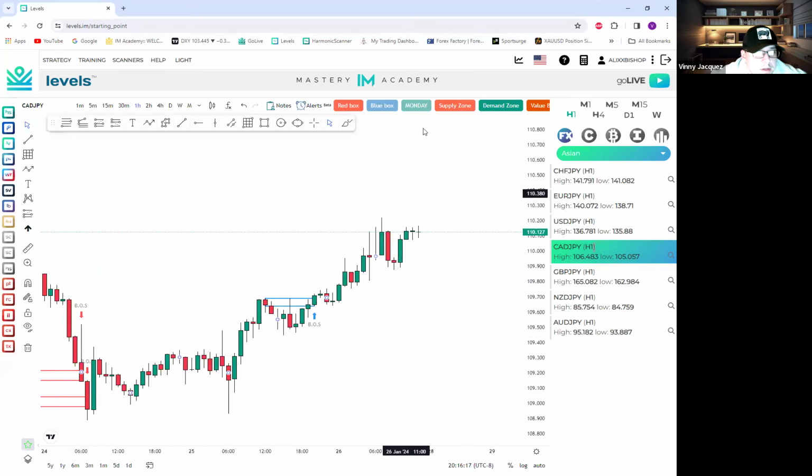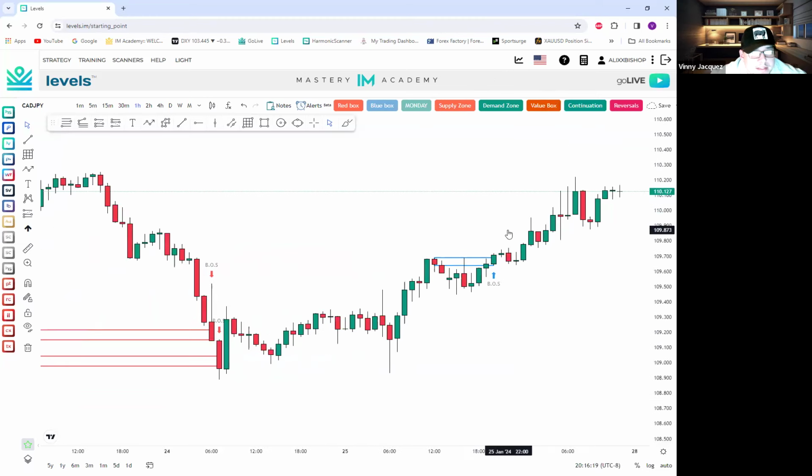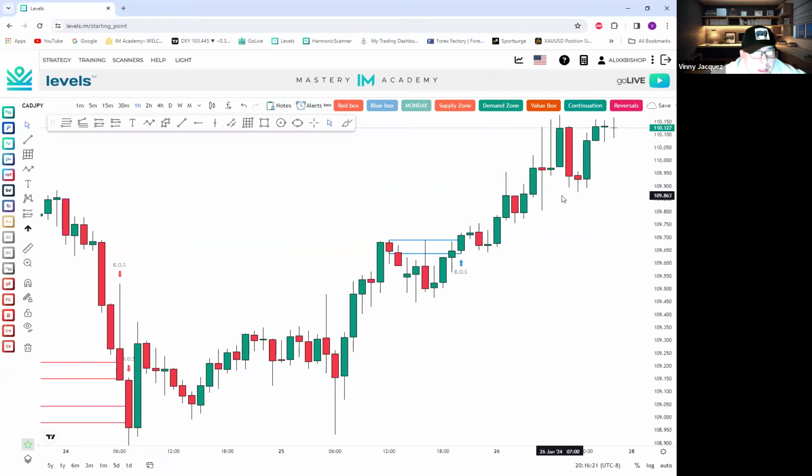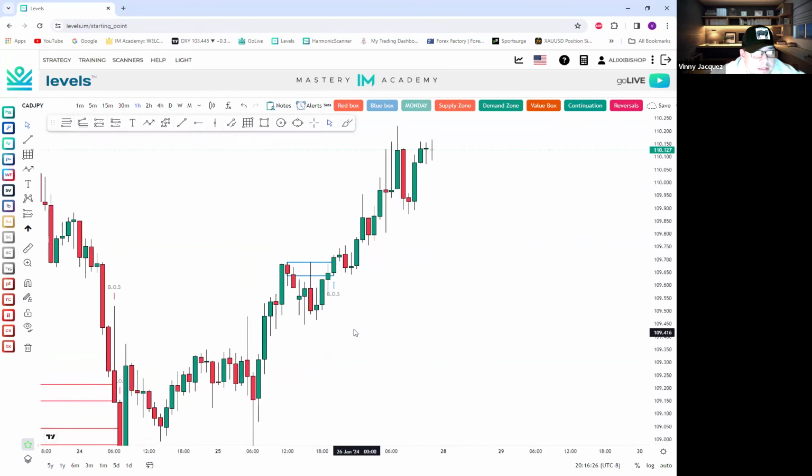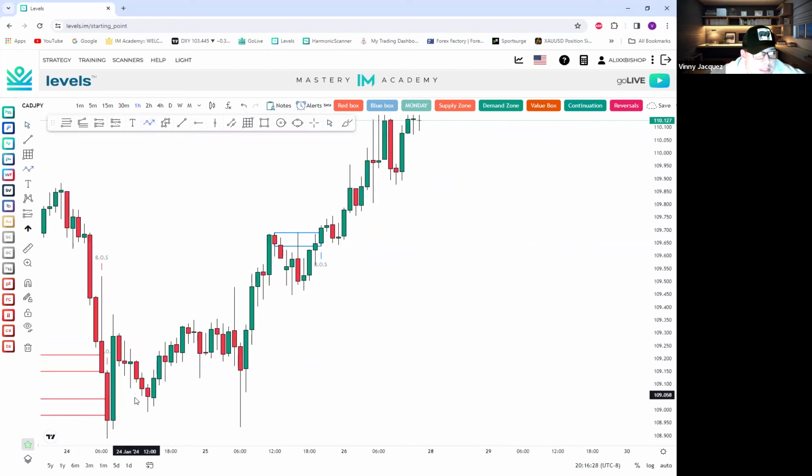Okay, this is cool right here. Because you might find setups like this that Levels gives you. We can see market is uptrending in this area, right? It's not hard to tell. Market is buying. Higher high, higher low, higher high, higher low, higher high, higher low.